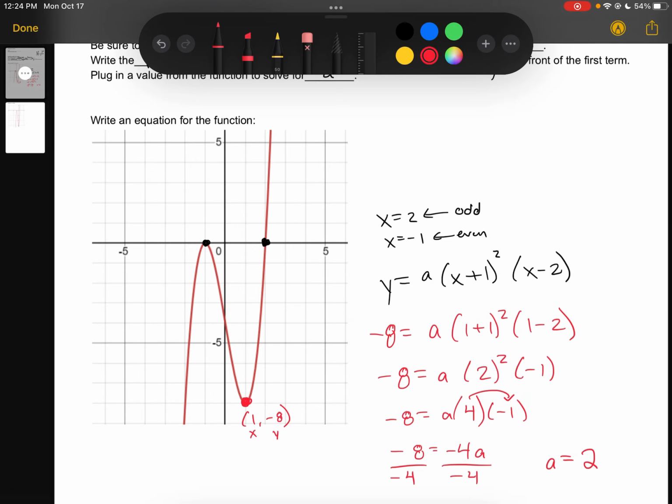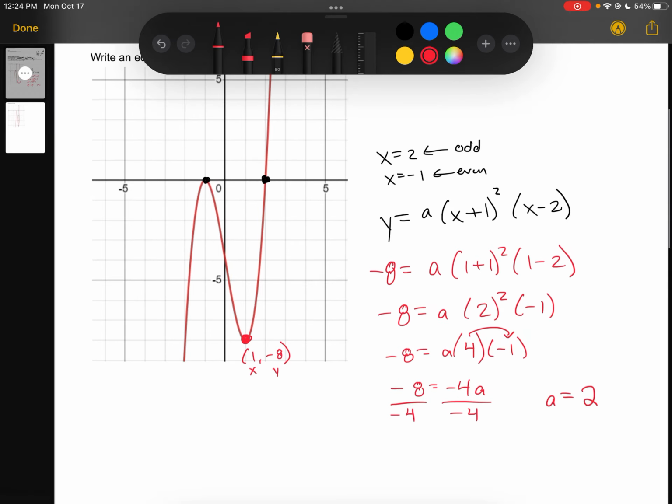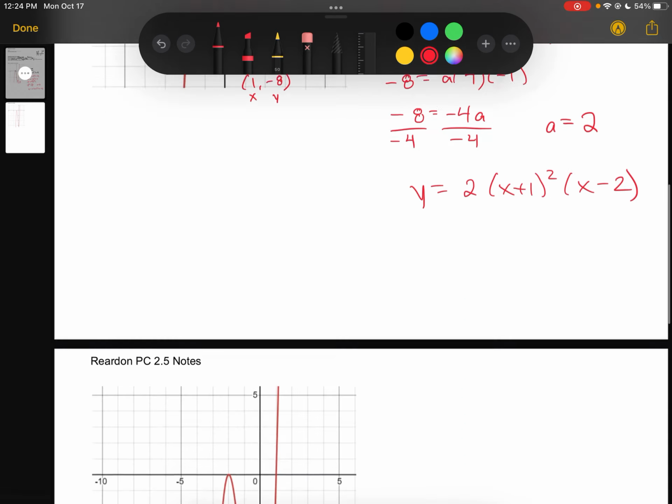If we solved correctly and plugged in a good point, this should give us a more accurate view of our function. So our final answer for this one is 2 times x plus 1 squared times x minus 2. That gets us to a point where we practiced solving, we have those intercepts, and we have a value that we can plug in. Like I said, it's always good to double check, but we're looking like we are in good shape.